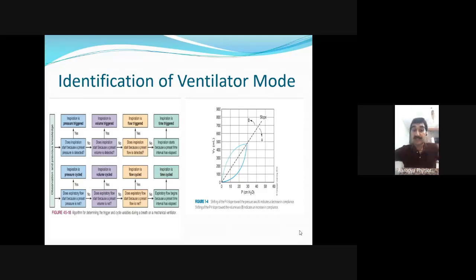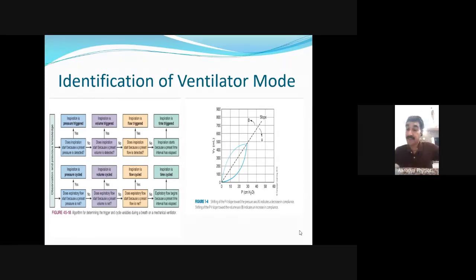Now an assisted breath, if we see in a ventilator, is the one for which the ventilator will assist the patient. If the patient is unable to take a breath, the ventilator will assist. That is an assisted breath. So in this, the ventilator and the patient's respiratory muscles both will work. This is an assisted breath.